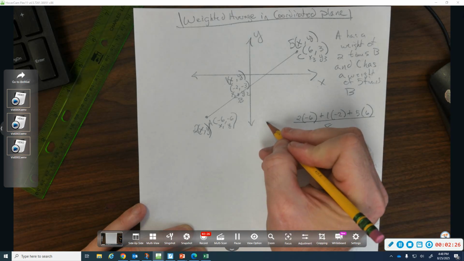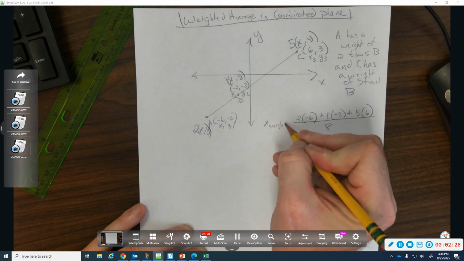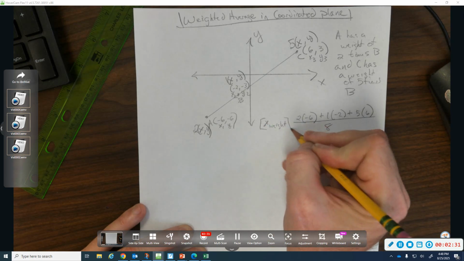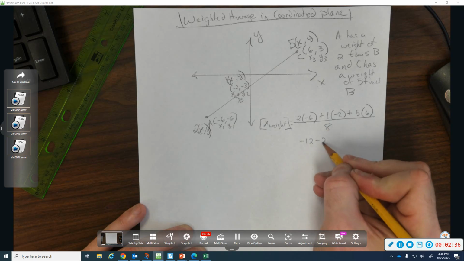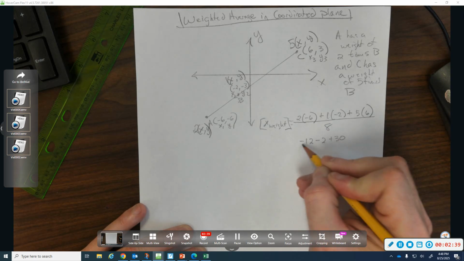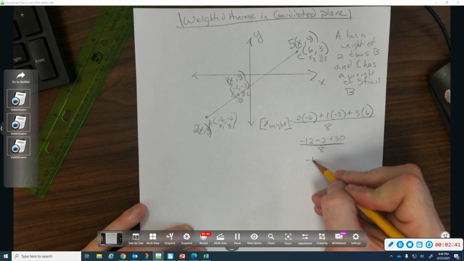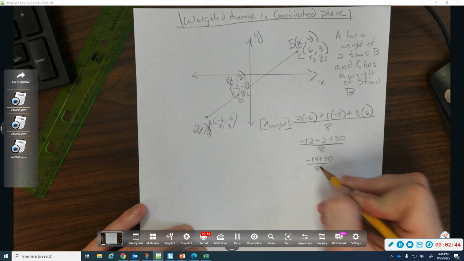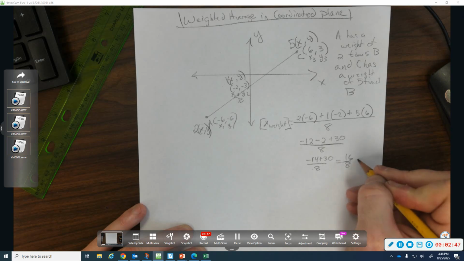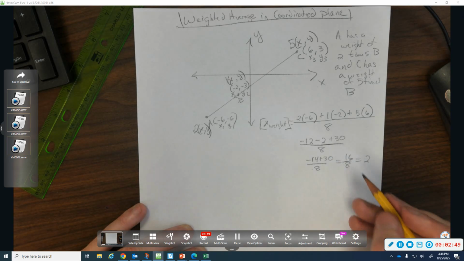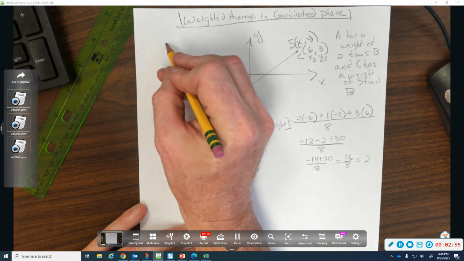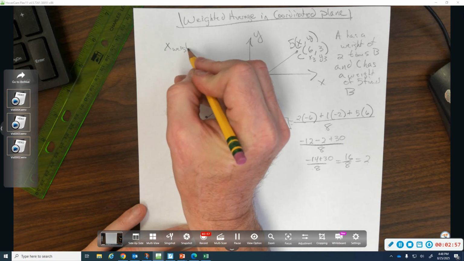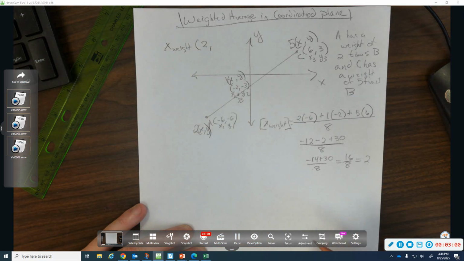Now, this is my x weight. We'll bracket it. This is what my x weight equals, so I would end up with negative 12 minus 2 plus 30 divided by 8, or negative 14 plus 30 divided by 8, which is 16 over 8, or 2. So that is the location of my x weight, right? And so my x weight has a location of 2, comma, well, I'm going to do the same thing for my y weight, right?